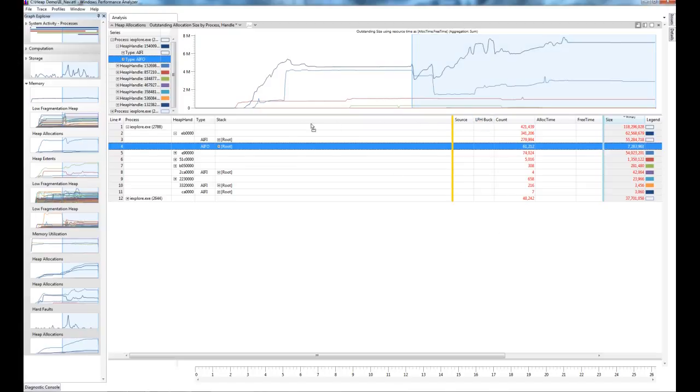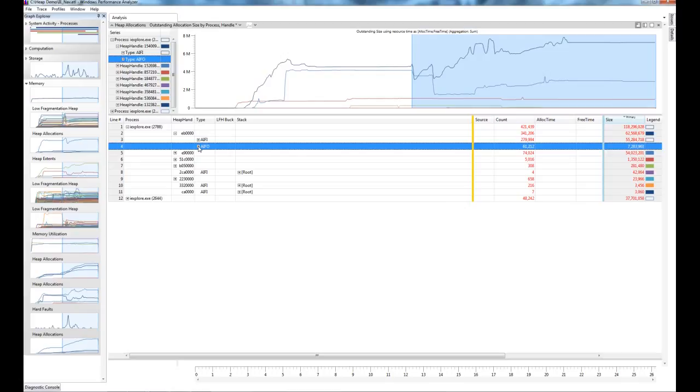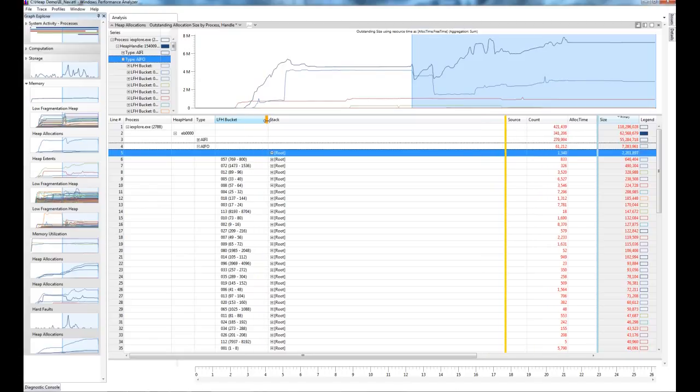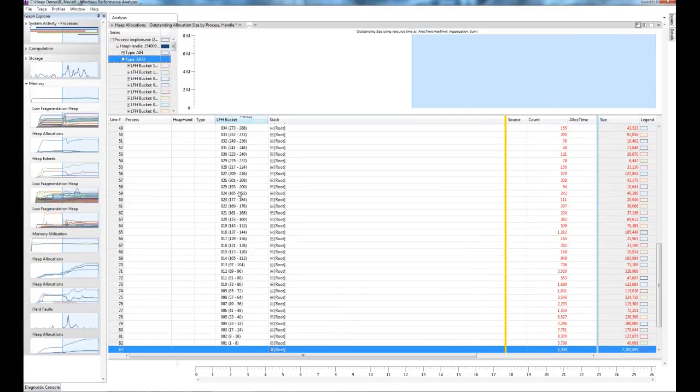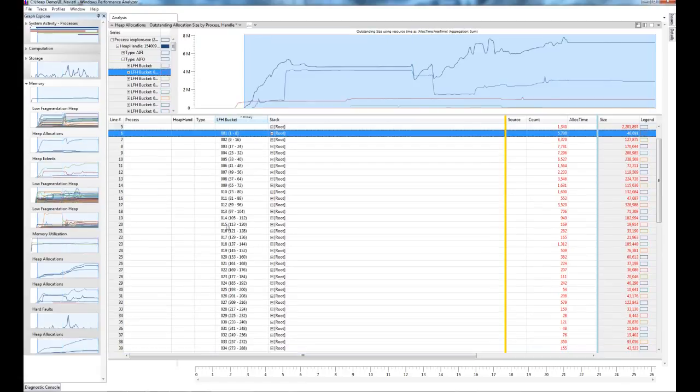So we talked about the LFH bucket. So if I move this over here to the left of the stack column and then reopen the outstanding allocations, you can see the different LFH bucket sizes that were used. I can sort by bucket size, and this gives you the bucket number but also the range of allocations that were serviced by this bucket.